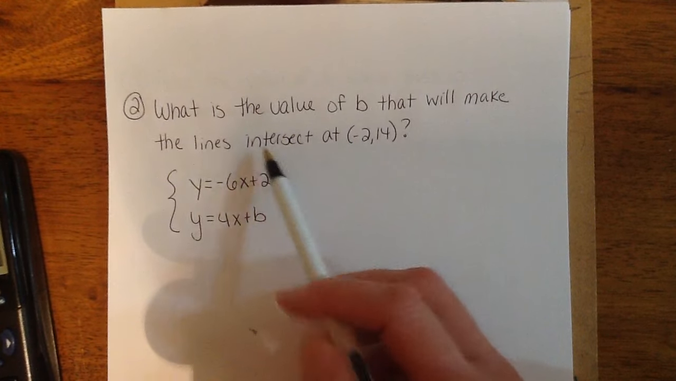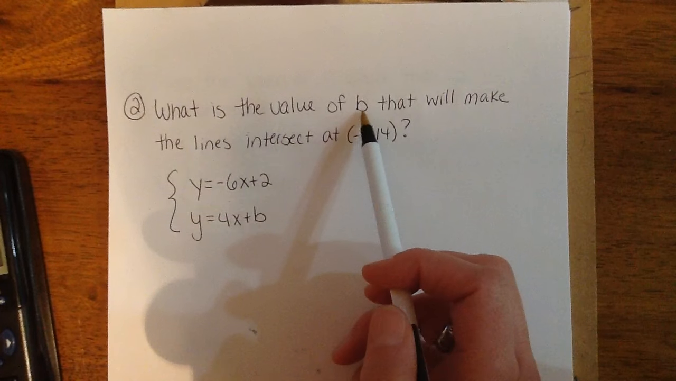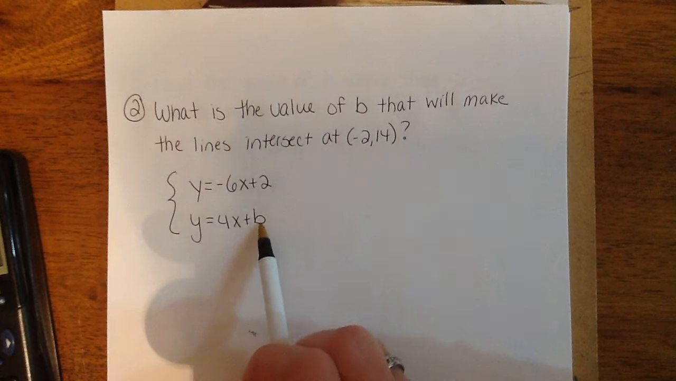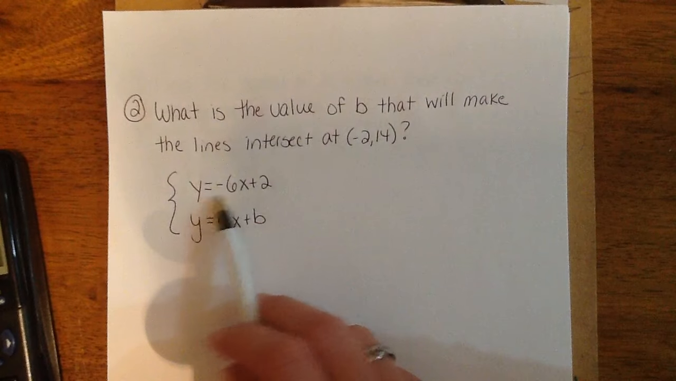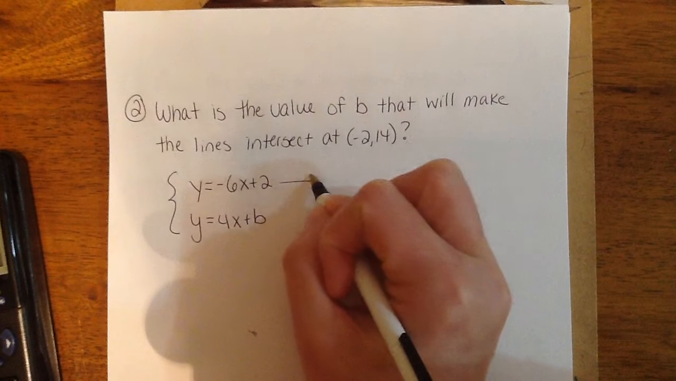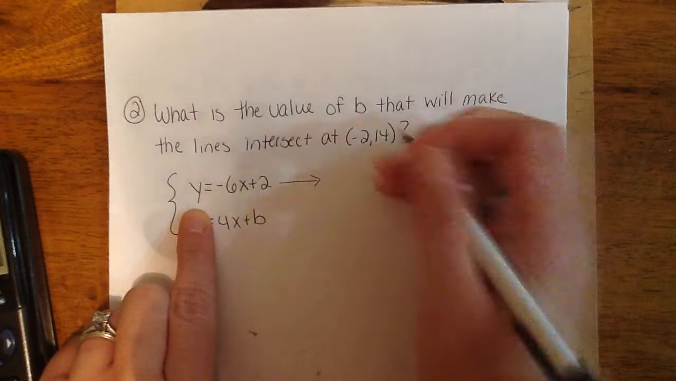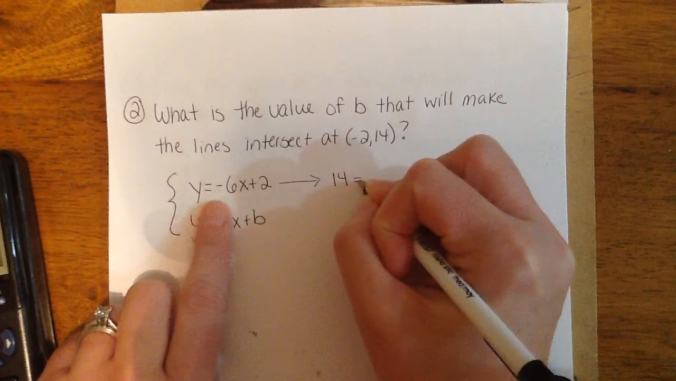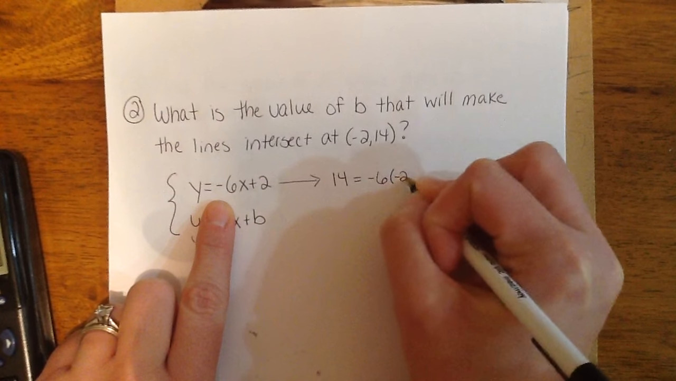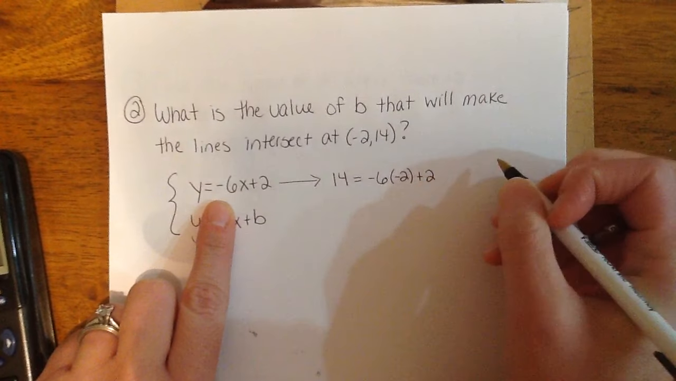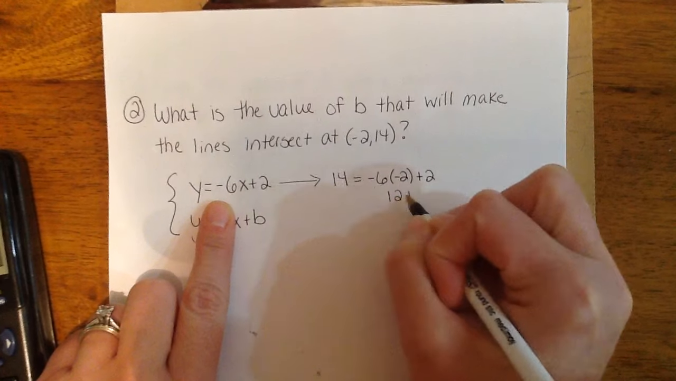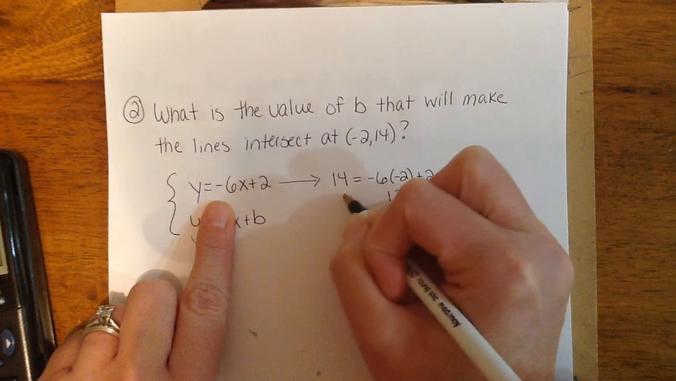Again, I paraphrased just a tiny bit because I was trying to write all this stuff down. So basically what they're asking me is the value of B in this second one. I really don't have to do anything with the first one, but I can just show you that if you plug this in, it does work. So if I plug in 14 for Y and -2 for the X position, notice this comes out to be 12 plus 2, which is 14.